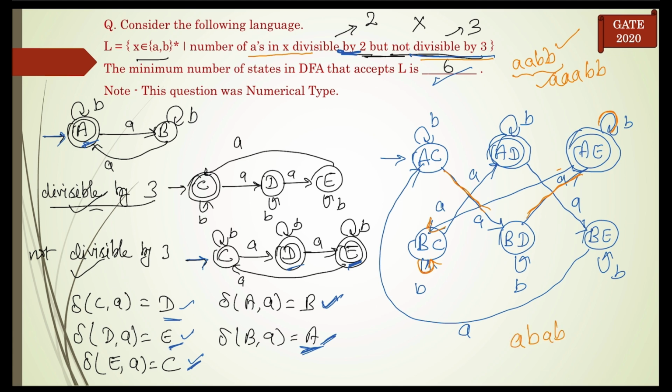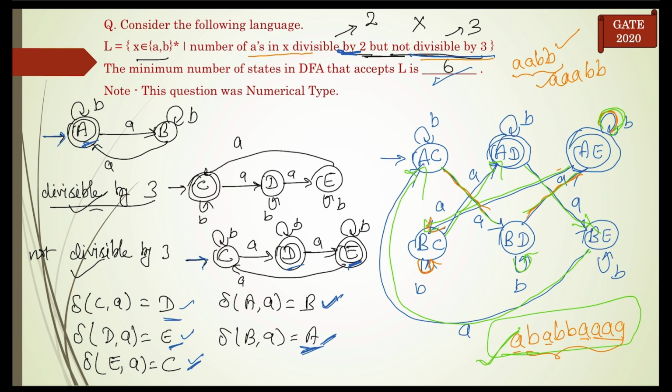Now take another example, A, B, B, A, 3, 4, 5 and 6. Okay, so 6 A's are here. We should not reach the final state after processing this string. So let me take another color. A, B, then A, B, then 1A, 2A, 3A and this 4A. So after processing this string, we are not reaching the final state. It means our DFA is correct because it is not accepting this string.